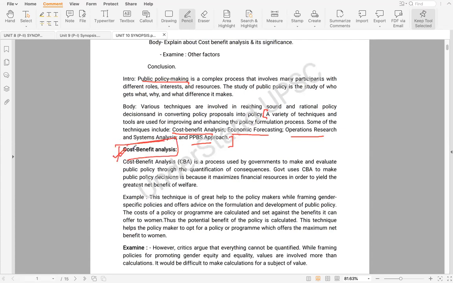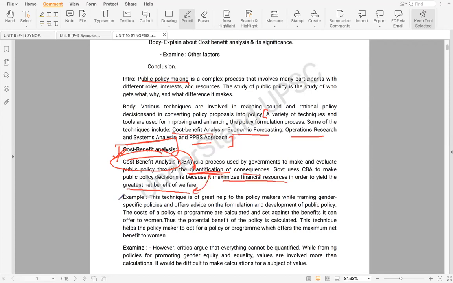Cost benefit analysis is a process which is used by governments to make and evaluate public policy through the quantification of consequences. You know that cost benefit analysis is not a qualitative aspect. So you talk about how you have quantified the consequences, and then you make a decision based on the quantification of those consequences. Government uses CBA to make public policy decisions because it maximizes the financial resources in order to yield the greatest net benefit of welfare, right?